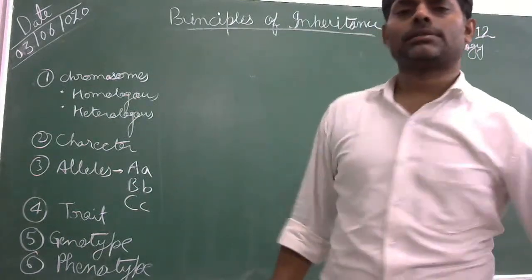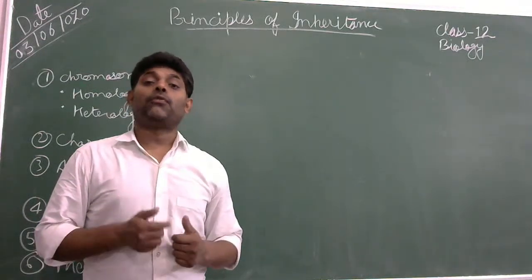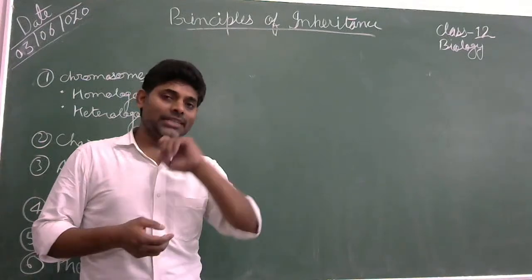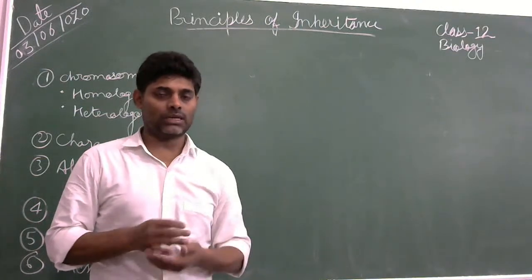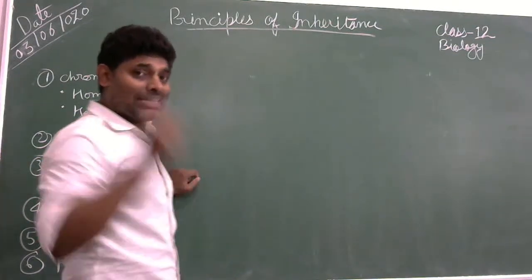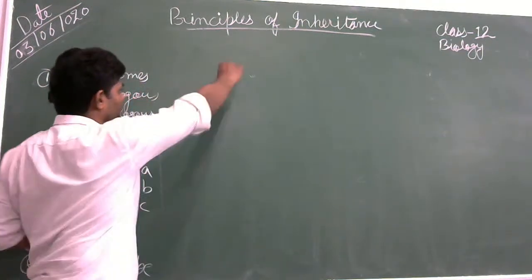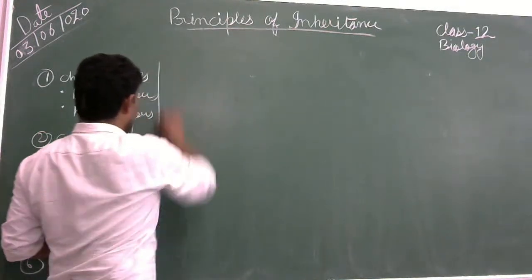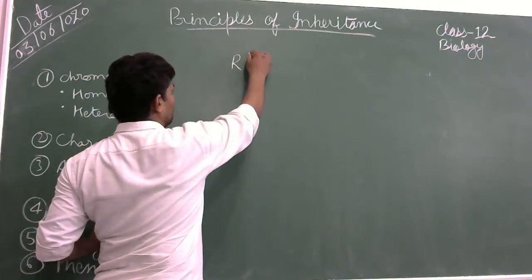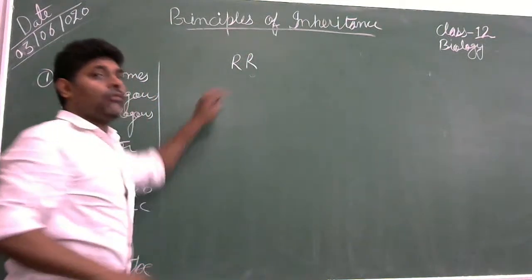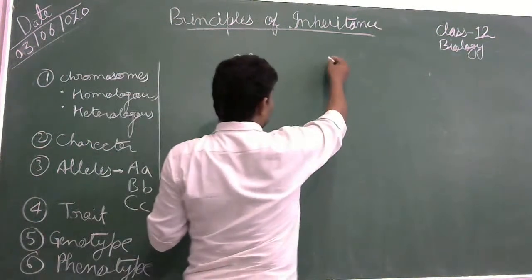When the crossing occurs, crossing occurs between all these characters. But for suitability of our study, we will consider single characters or 2 characters or 3 characters likewise. So first of all, we will consider the single character, and that is why it is termed the monohybrid cross. Suppose we are considering the dominant character, the flowers. Flowers are red, both are dominant.